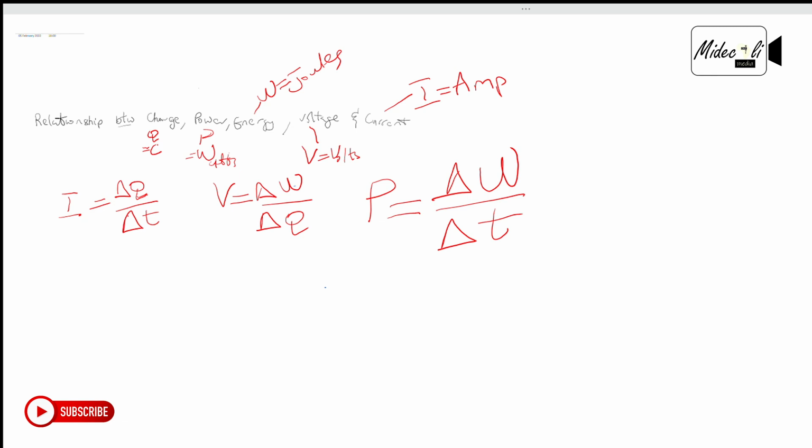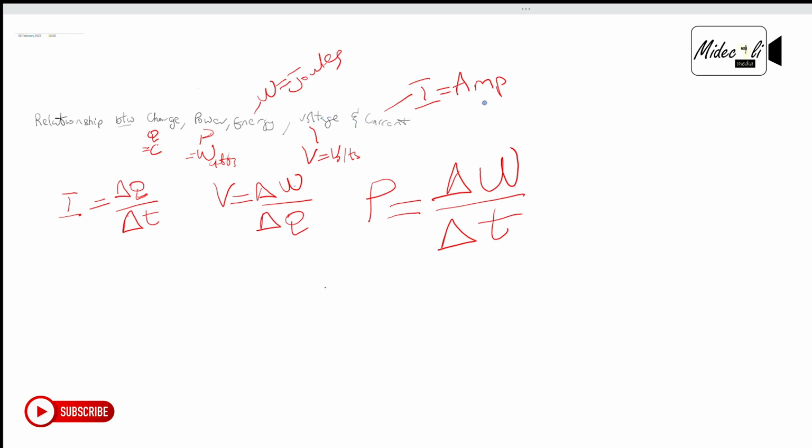Today we're going to be looking at fundamentals of electric circuits, which is the very first thing, as always: the relationship between charge, power, energy, and voltage. So as you can see here, charge is always represented by Q, with SI unit coulomb. Power is always represented by P, with SI unit watts. Energy is measured in joules. Voltage in volts.